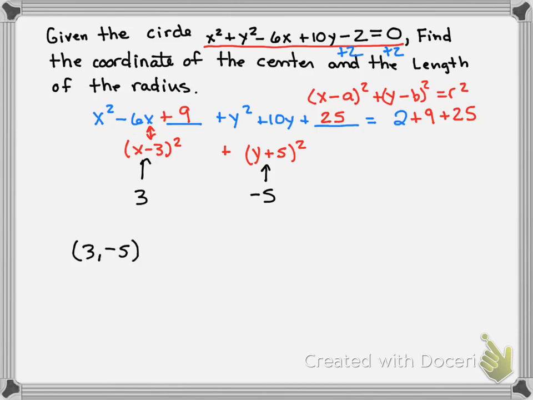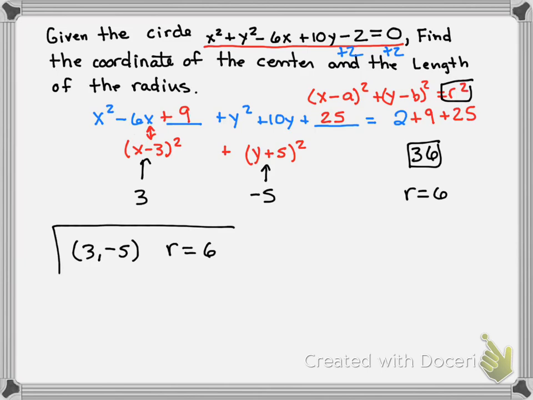The last thing is adding all these up. 11 and 25 is 36. And r squared equals 36. So r equals 6. So now I know my radius is 6. And I've got this all done.